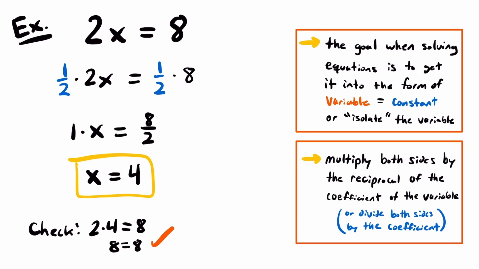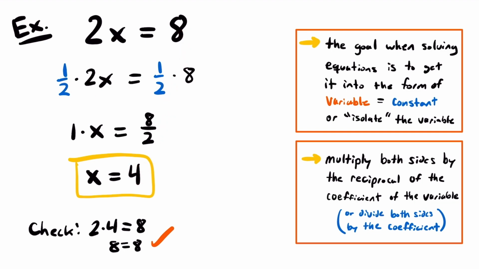All right, but back to the process that we used here, I just want to point out that you could think of this process as either multiplication or division. Technically, we multiplied both sides of the equation by 1/2, but you could also think of what we did here as dividing both sides of the equation by 2. 2x divided by 2 would just give you x, and 8 divided by 2 would just give you 4.